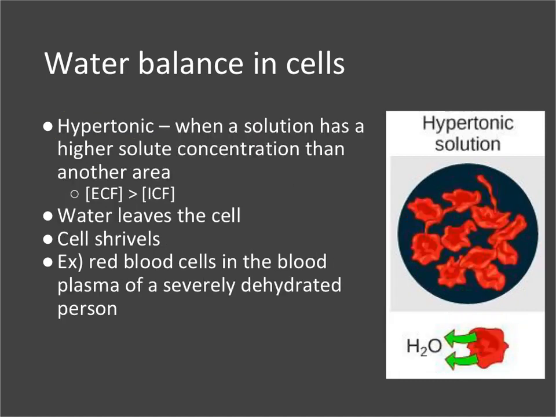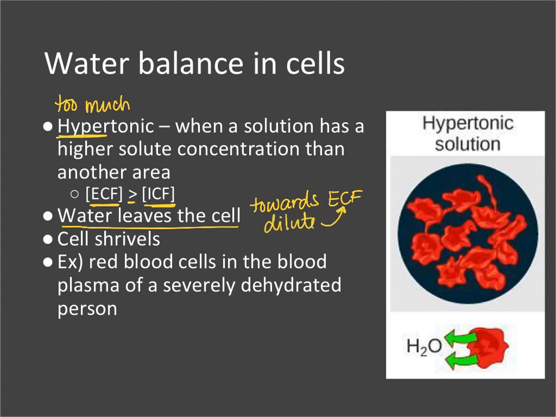Another condition that may exist is the hypertonic condition. And hyper means too much. So in a hypertonic condition, it means that the extracellular fluid of the cell is going to be more concentrated than the intracellular fluid of the cell. So what that means is that there's more solute outside and less solute inside, and remember that the solute can't move, but the solvent can. So what's going to happen is that water is going to leave the cell. So the water is going to go towards the extracellular fluid, and it's trying to dilute that more concentrated extracellular fluid.